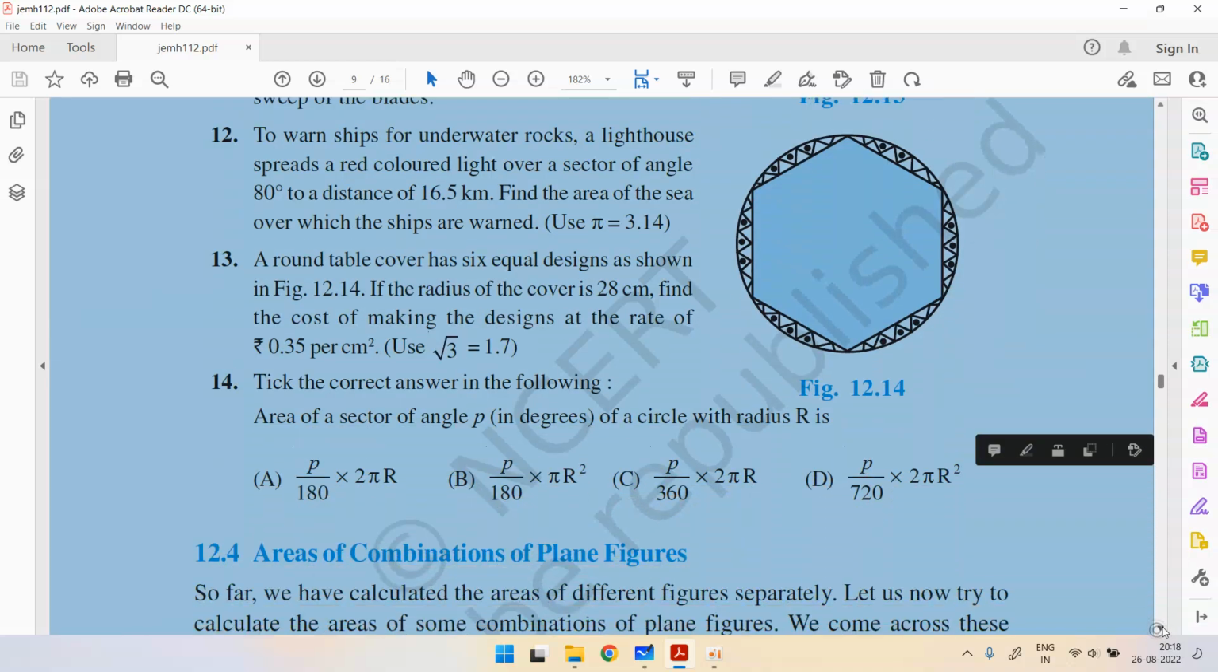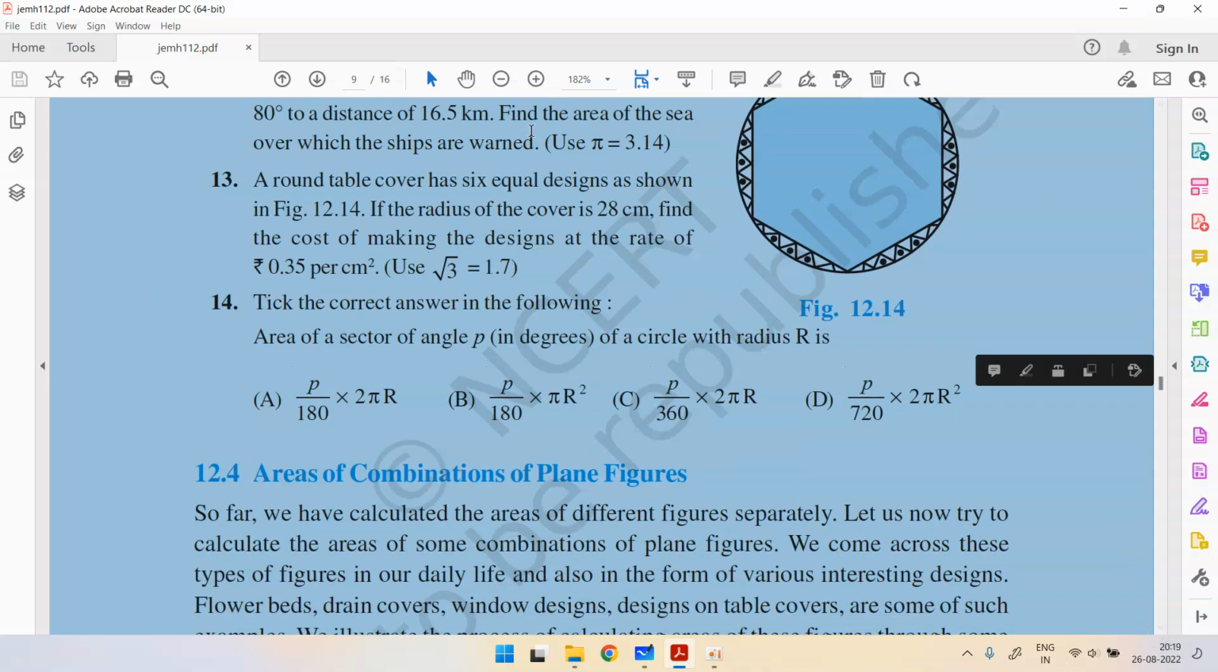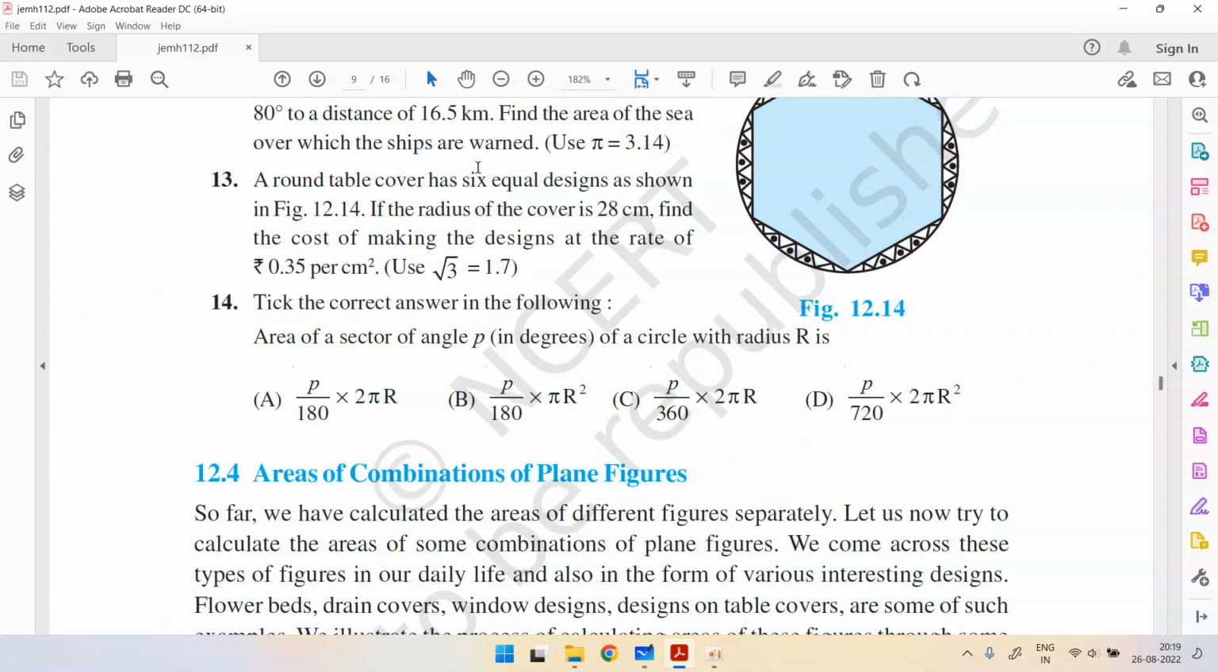See, question 13. A round table covers 6 equal designs as shown. Okay.